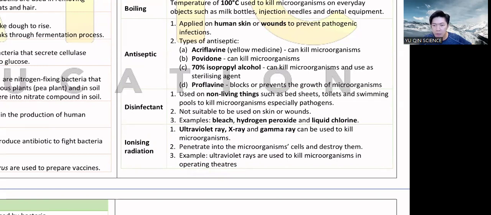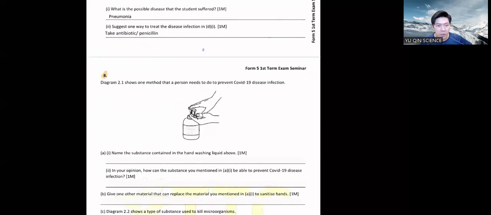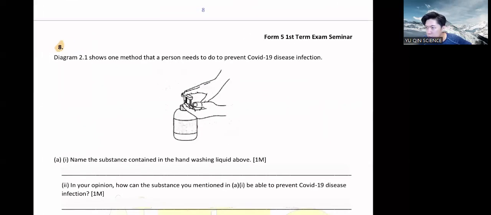Okay, good. So, there you go. Let's check out the work. Question 8. First question: name the substance contained in the hand washing liquid above. What do we put in all this? Like during COVID-19 times, this is your best friend.